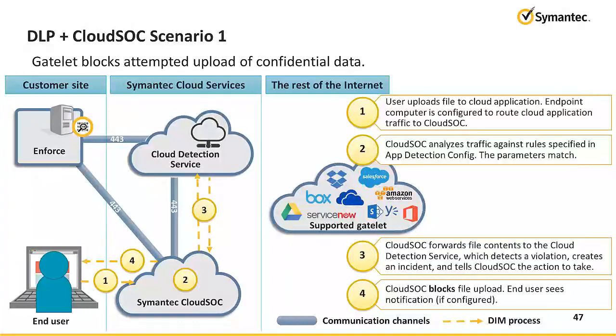CloudSOC will analyze the traffic against the rules specified in the application detection configuration and finds that the parameters match. Next, CloudSOC forwards the file contents to the Cloud Detection Service, which detects a violation, creates an incident, and tells CloudSOC which action to take. In this case, CloudSOC will block the file upload, and when configured, notify the end user.